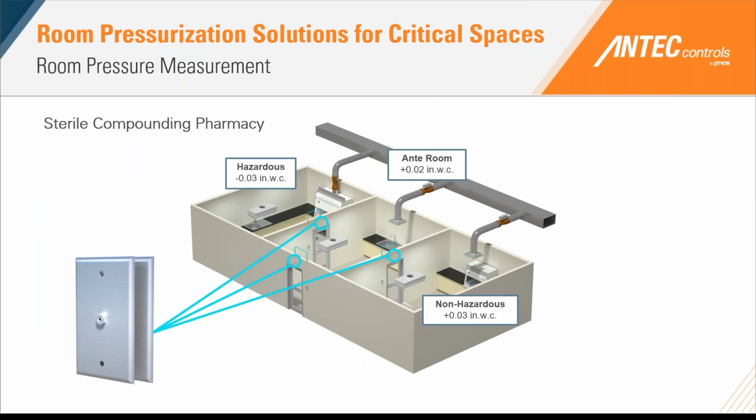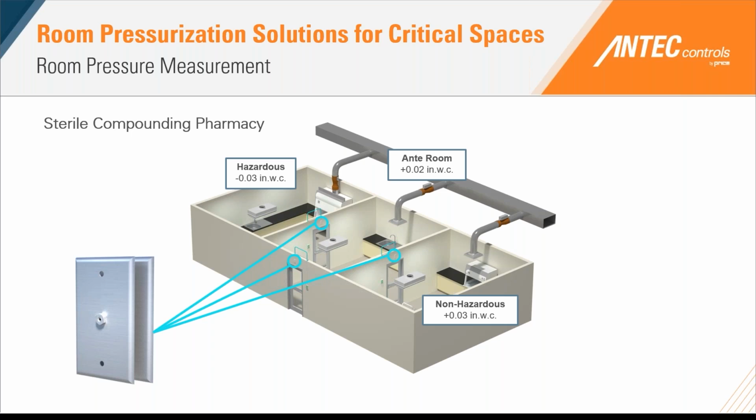So here we have an example application of a sterile compounding space. In each of these spaces, we want to ensure that we're maintaining the proper pressure relationships between the spaces. So between the anteroom and our corridor, we're going to try to maintain a positive 0.02 inches water column of pressure. In our non-hazardous space, we're going to want to make sure that it's more positive compared to our anteroom, so roughly 0.03 inches of pressure.